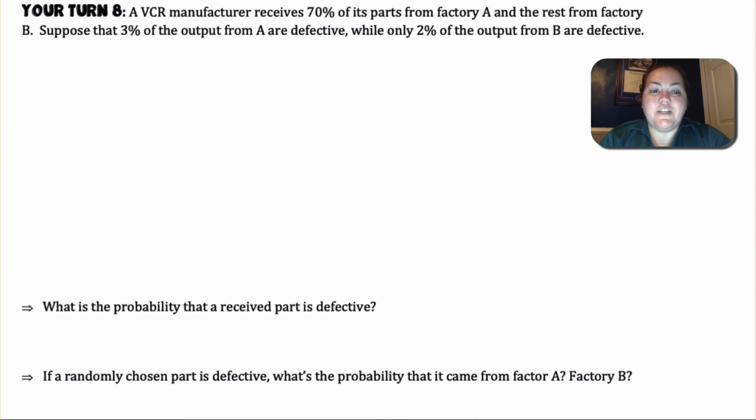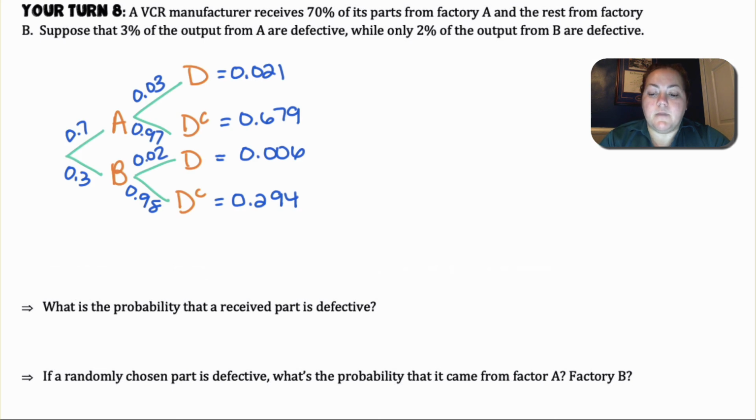All right, your turn. See if you can try this one. A VCR manufacturer receives 70% of its parts from factory A and the rest from factory B. Suppose 3% of the output from A are defective, while 2% of the output from B are defective. So we're going to make our tree diagram. Okay. Then I'm going to use that to answer some questions.